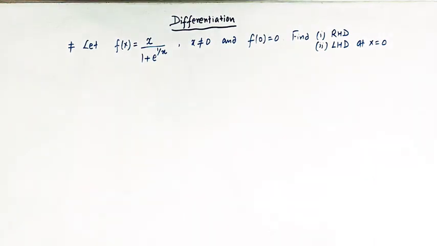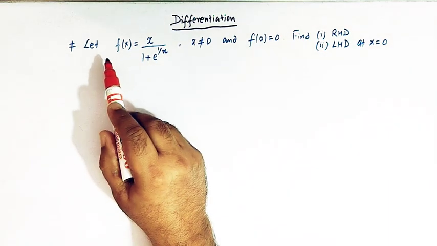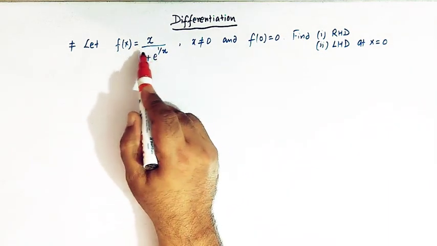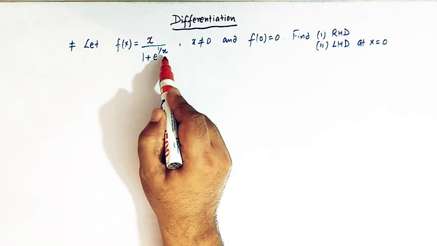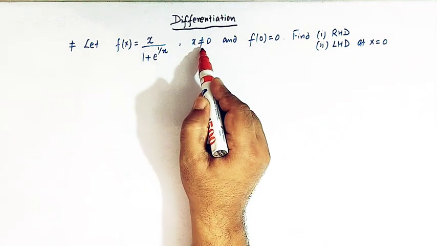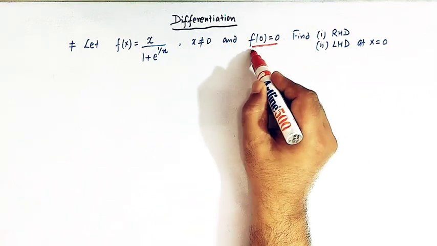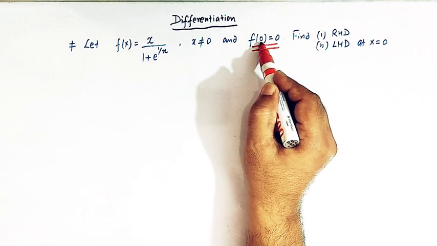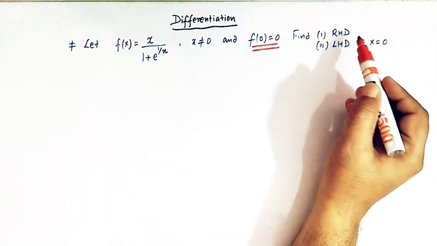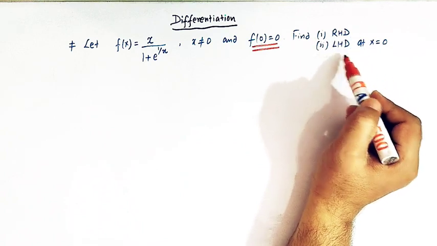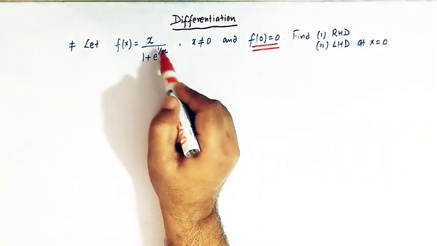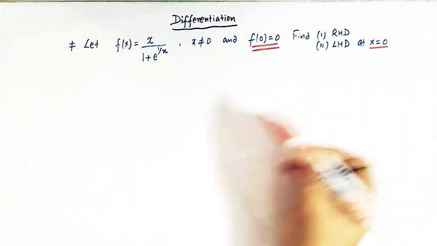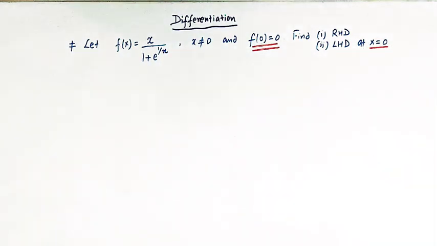Now see, here we are given a function f of x which is equal to x divided by 1 plus e raised to 1 over x for x not equal to 0. And moreover, we are given the condition that the value of the function at x equal to 0 is equal to 0. We have to find the right hand derivative and the left hand derivative of this function at x equal to 0.